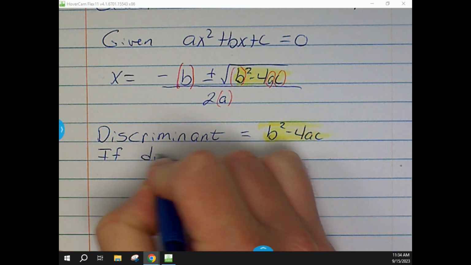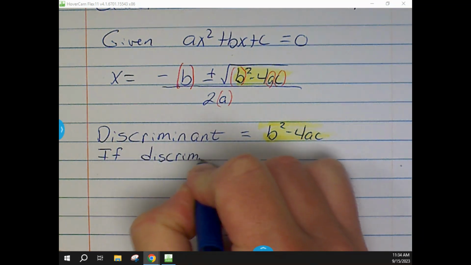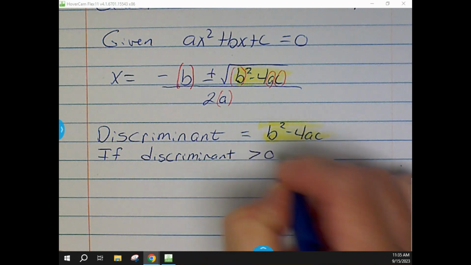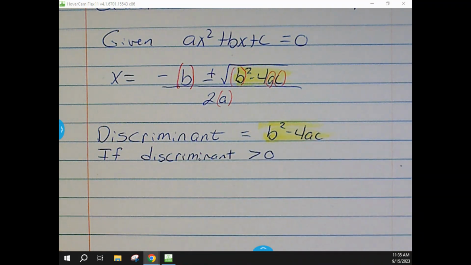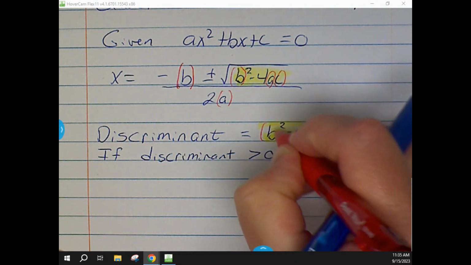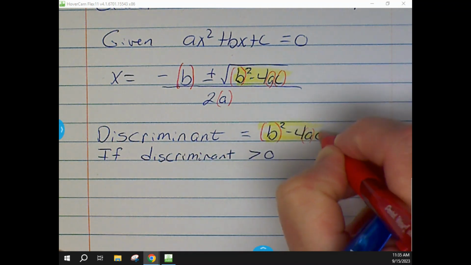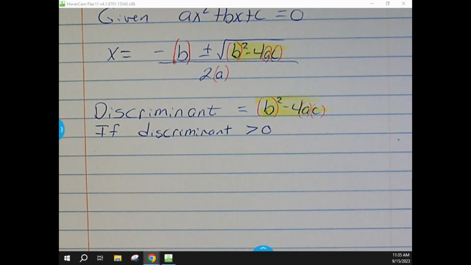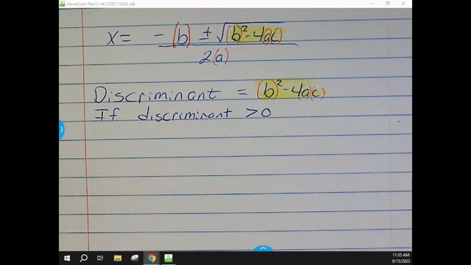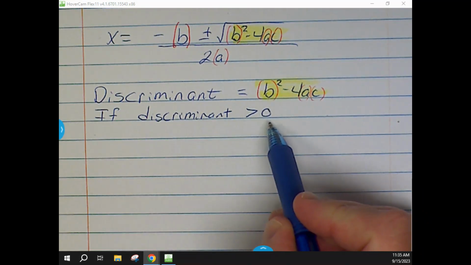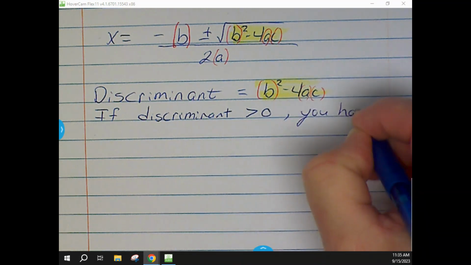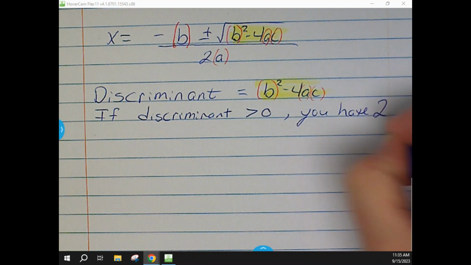So the discriminant is b squared minus 4ac, and that's where we're going to check it with a calculator. If you check it on the calculator, the best thing to do is put the b, the a, and the c in parentheses, because that takes care of any negatives you have. If that number is greater than zero, if it's positive, you have two solutions.